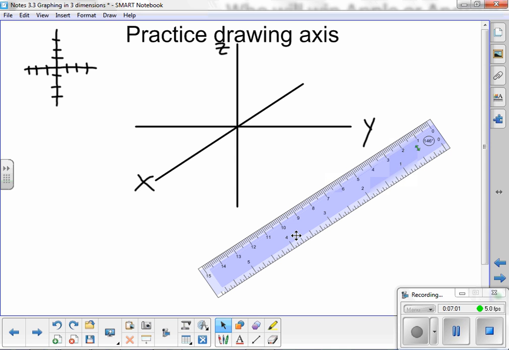As it comes out this way, this is actually your positive x values. These would be your negative x values. These would be your positive y values. These would be your negative y values. These are your positive z's. These are your negative z's.